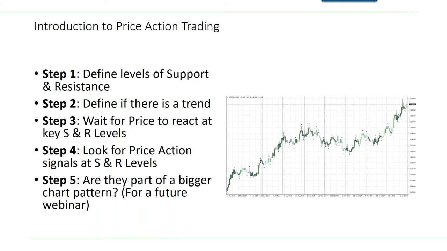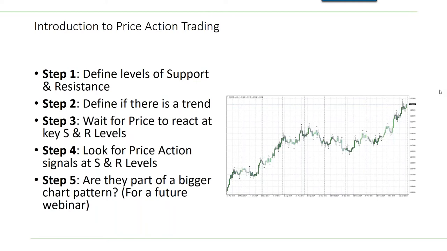So here we go. Here are five very simple steps to get us started with price action trading, and I'm going to go through them one by one. Step one, we're going to talk about defining levels of support and resistance, and why that becomes important to us as price action traders. Step two, once we've done that, I want to define if there is a trend within that instrument, and I'll touch upon that.